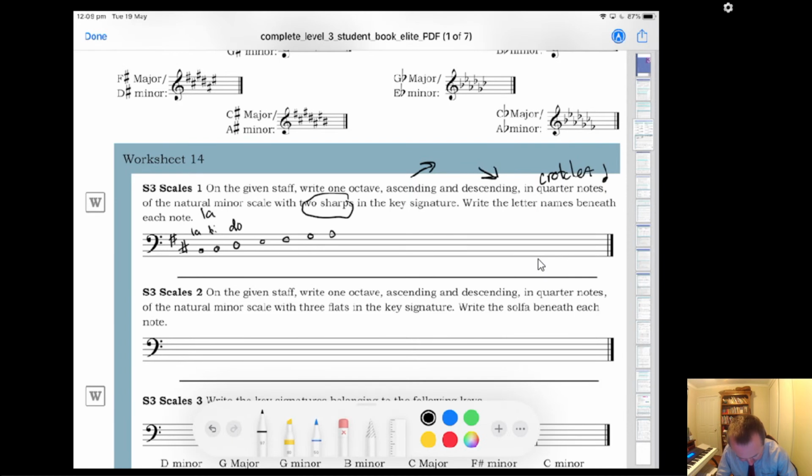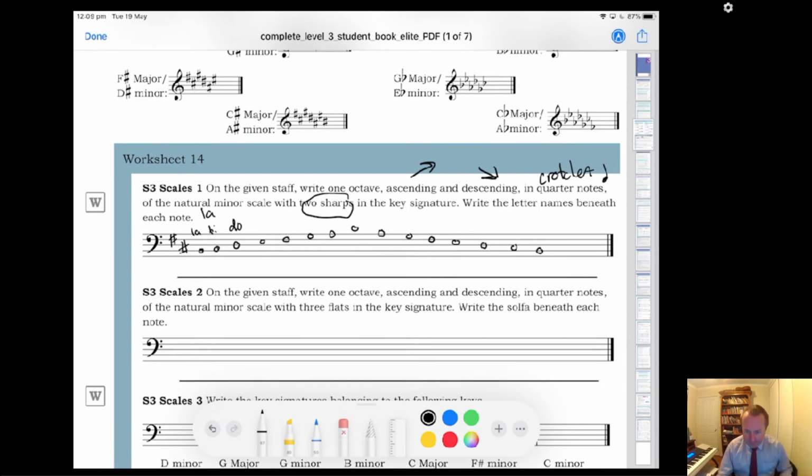Where do I need to stop? B is there, so B, C sharp, D, E, F sharp, G, A, B. And then we work our way back down. Oops, that was a very dodgy one. Try again. That's better. And stopping on B again.